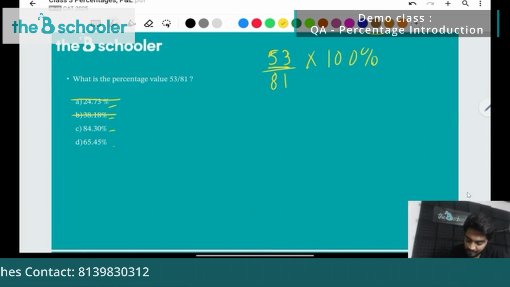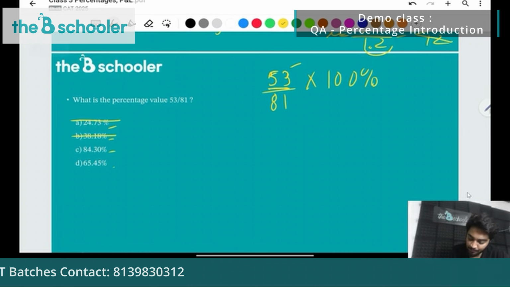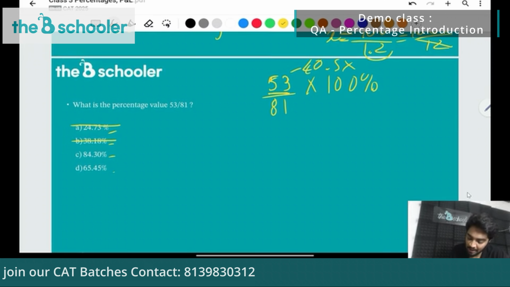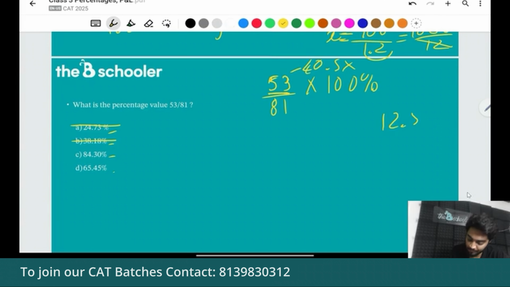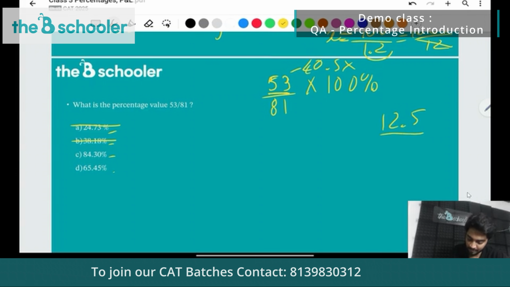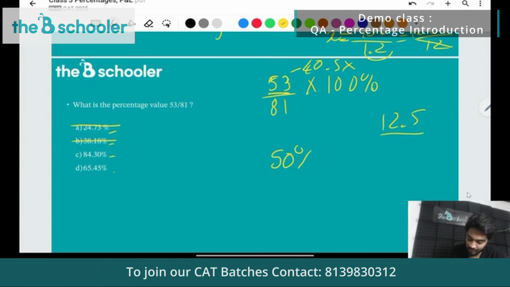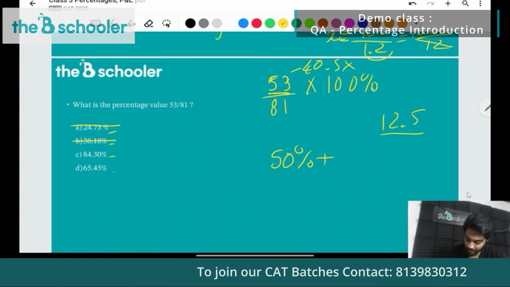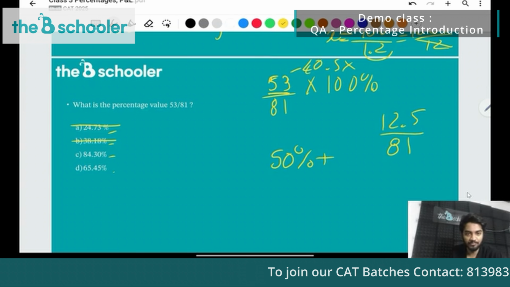So if you look at this, from 53 I'll remove 40.5. So I'll have another 12.5 left. Clear? So 50 percent I know is definitely there. Now, how much is there above this is what I have to find out. That is going to be 12.5 by 81. Its percentage is what we have to find.